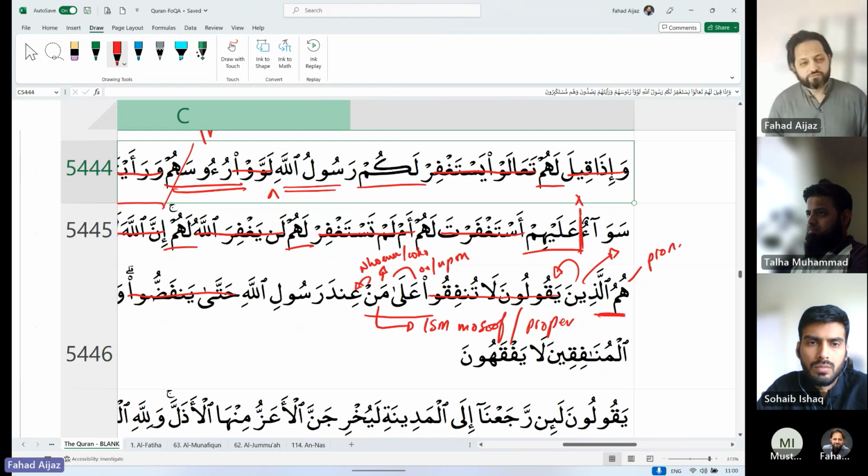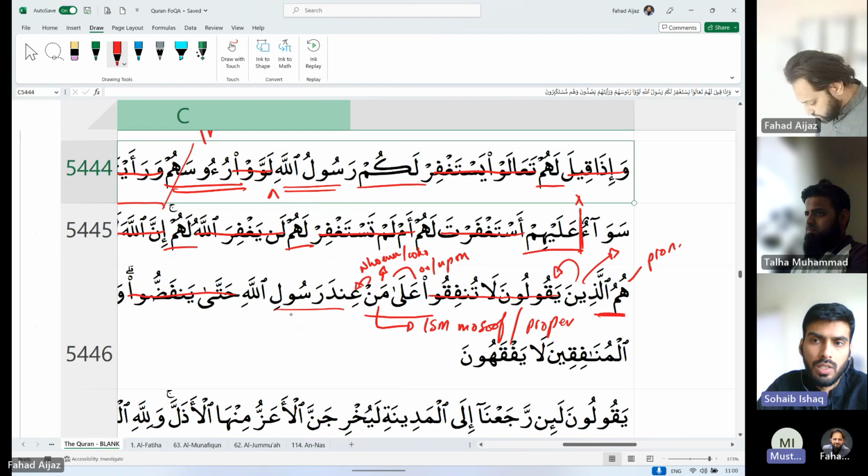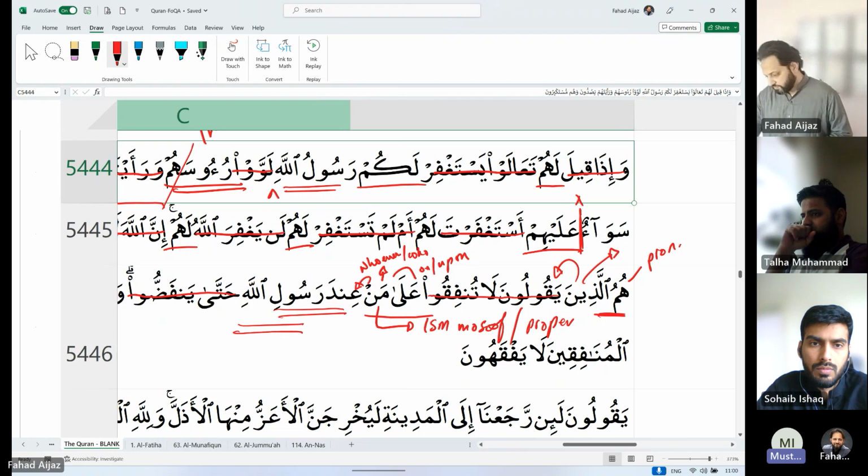Inda Rasulillahi. Let's see what you know about Inda Rasulillahi. Inda is a special mudaf. So Inda Rasuli is mudaf, mudaf alayh. And then Rasulillah is also mudaf, mudaf alayh. Correct. Perfect. Beside the Prophet Sallallahu Alaihi Wasallam of Allah. Correct.